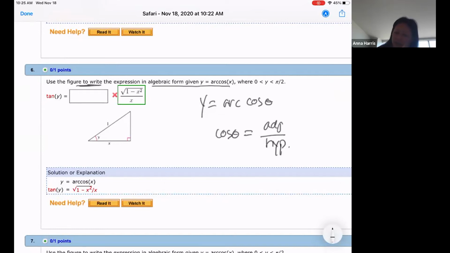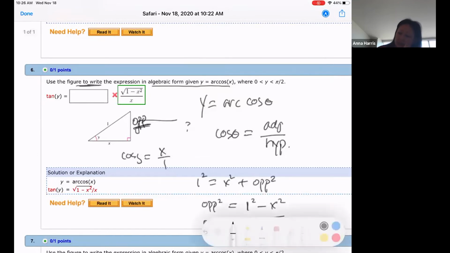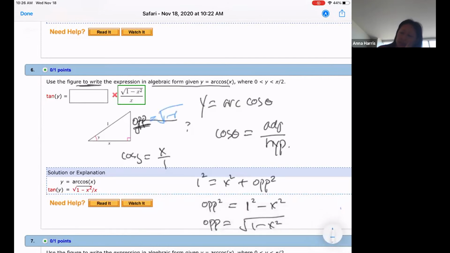Okay, so you're going to say, so I have this. So I can say cosine y is equal to x over 1. Then can I figure this one out, what that equals? Yes, because I can use the Pythagorean theorem. Pythagorean theorem says 1 squared is equal to x squared plus, I don't know what this equals, so I'm just going to call it opposite squared. So opposite squared is equal to 1 squared minus x squared. So opposite would be equal to the square root of 1 minus x squared.